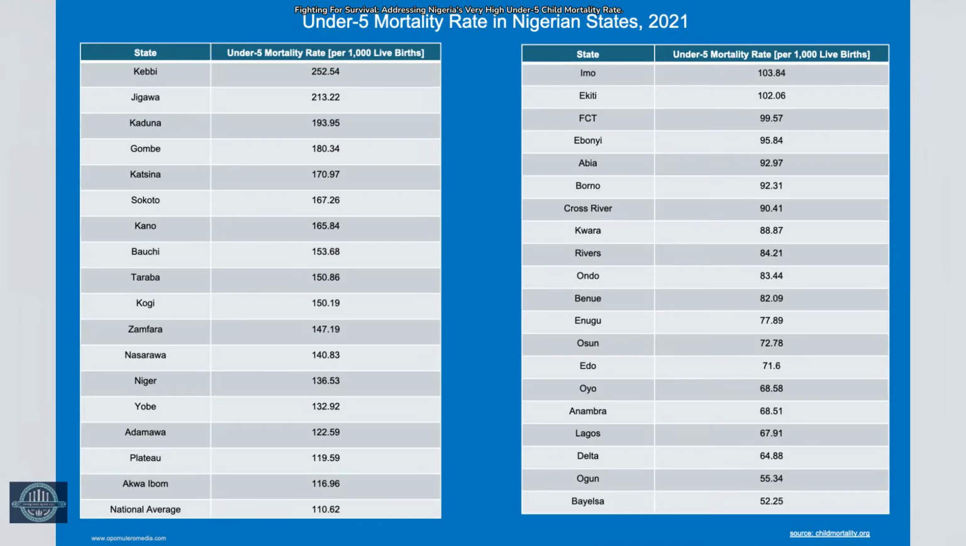The table to the right of your screen contains states with under-5 mortality lower than the national average. With the exception of the FCT, Borno, Kwara and Benue states, all the states with under-5 mortality rate lower than the national average of 110.62 deaths per 1,000 live births are located in the southern part of the country.